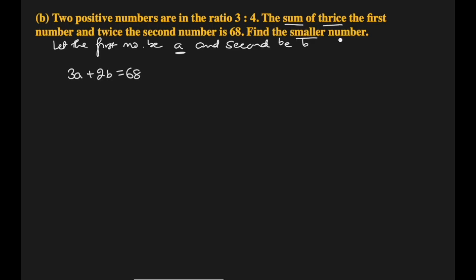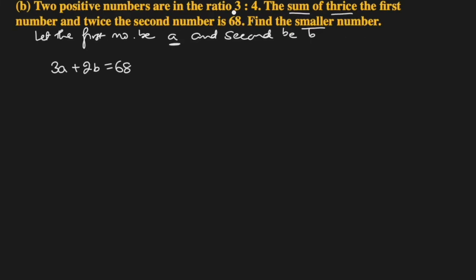Find the smaller number. Since they are in a ratio of 3 to 4, which is A ratio B, A is the smaller number, and that's what we have to find out. Let's write this ratio as a fraction. So A over B is equal to 3 over 4. Since we want A, let's eliminate B by isolating it. So cross multiply. B will come here, 3 can take its place and 4 will multiply with A. So it will become B equals 4 over 3 A.